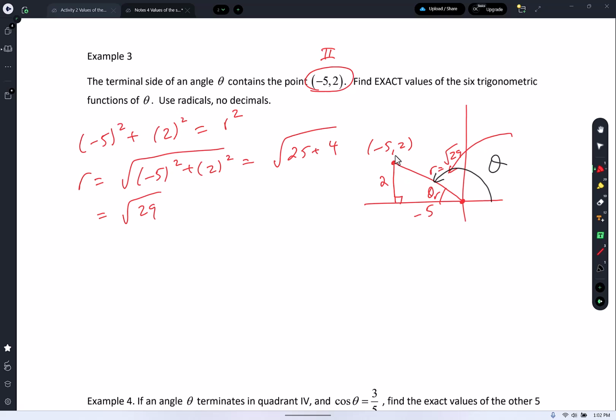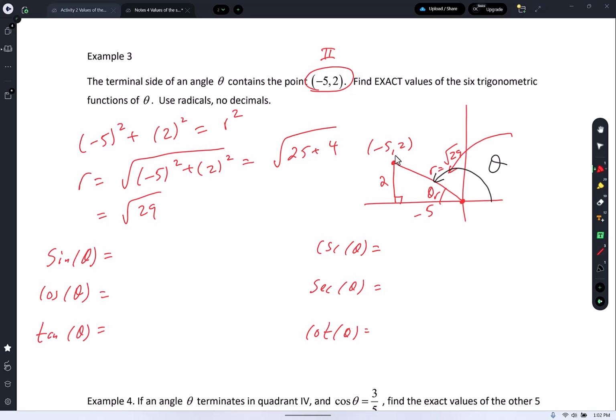All right, here we go. Sine, cosine, tangent, and then cosecant, secant, and cotangent. All right. Use the reference angle to help you guys.